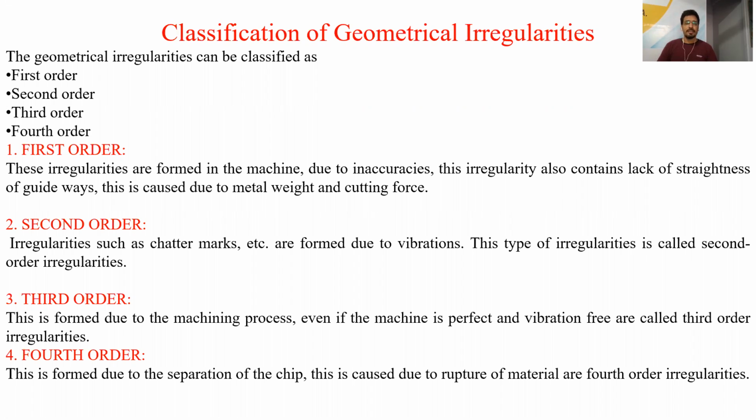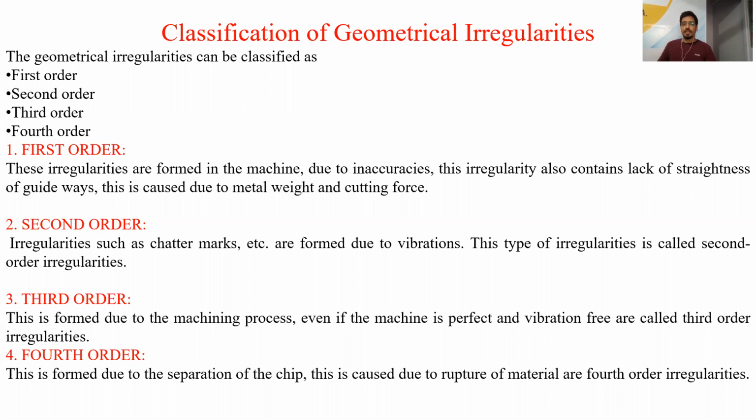Okay. Second is second order irregularity. Irregularities such as chatter marks are formed due to vibration. This type of irregularity is called second order irregularity. Any mark on the workpiece formed due to the presence of vibration falls under the category of second order irregularity.